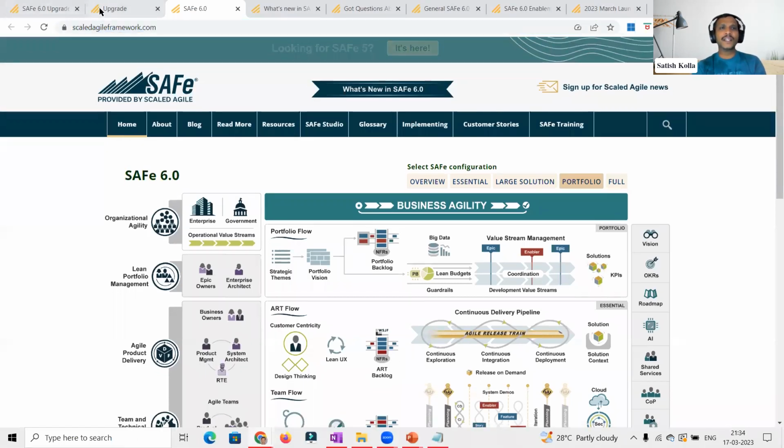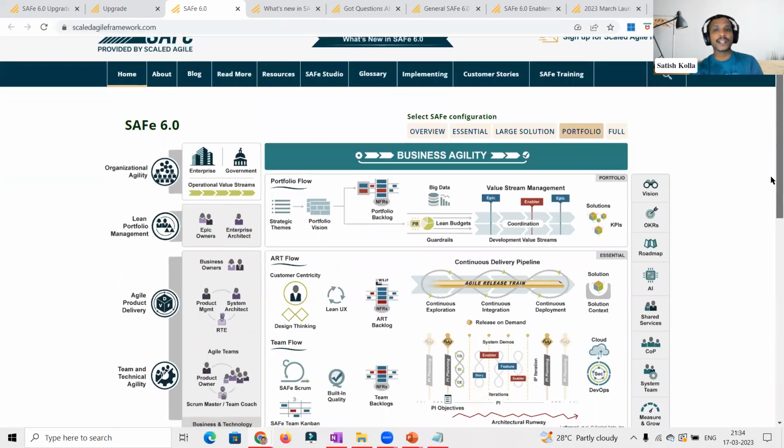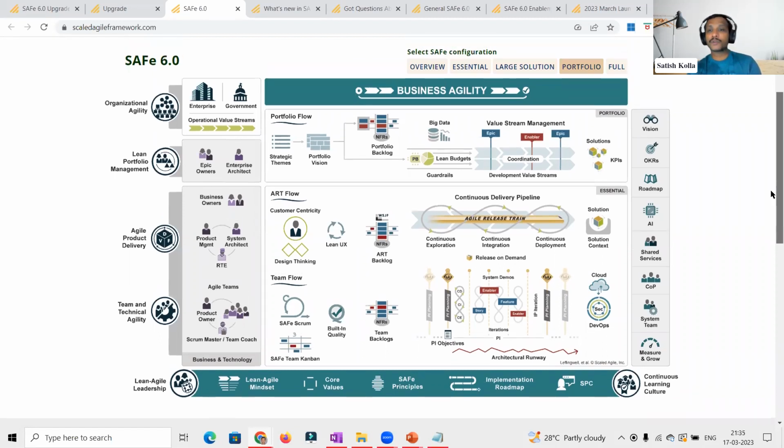So major of us may already know the framework, scaledagileframework.com. Right now, the moment we launch it, it is already displaying the 6.0 framework, the components and everything. So if you are looking at it for the first time, you might get confused, you might not get the required information to start with. But if you already have experience or some idea about the previous version 5.0 or something, you will be able to quickly take a look at what the new changes are.